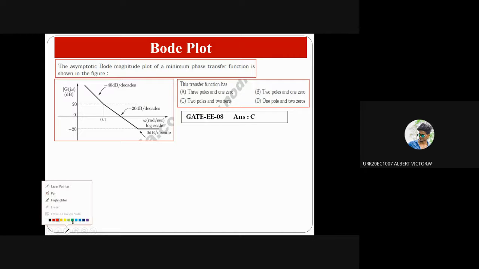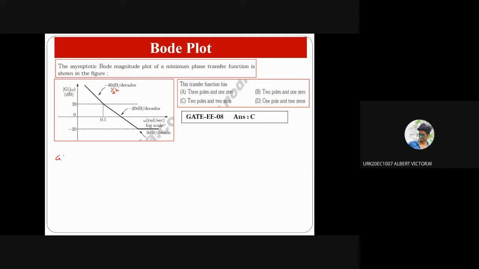Okay. So now what I will do, the initial slope is minus 40. So this is given by integral factor. 1 by s square will give this factor. Okay. So what I will do, it is not touching the y-axis.